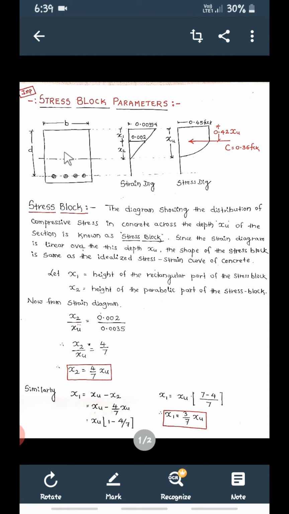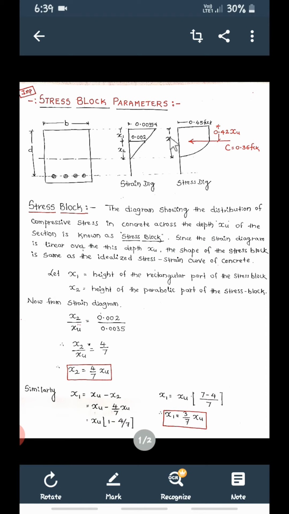So what is this diagram? This diagram is called the stress block, or you can say that this complete diagram, strain and stress, is the stress block. How are we going to define the stress block? What do you mean by stress block? The diagram showing the distribution of compressive stress in concrete across the depth xu of the section is known as the stress block. So what does this diagram indicate?